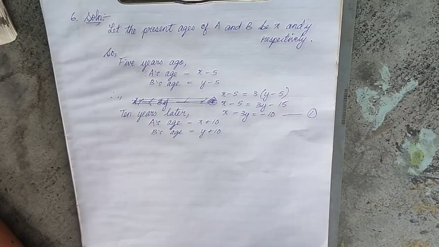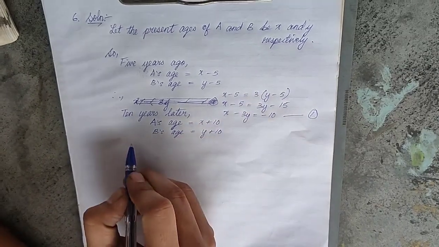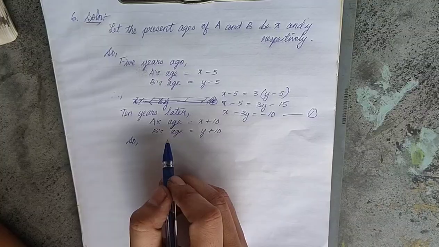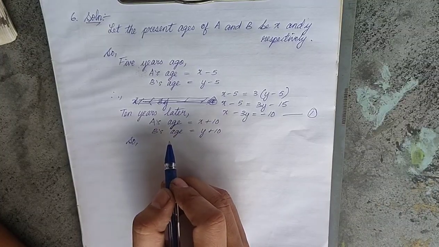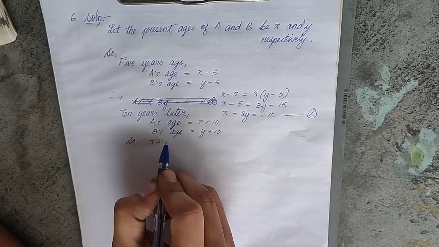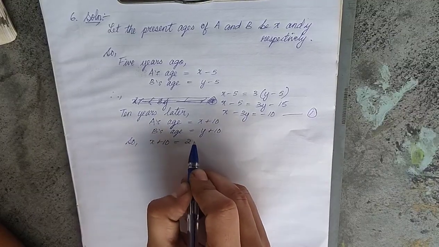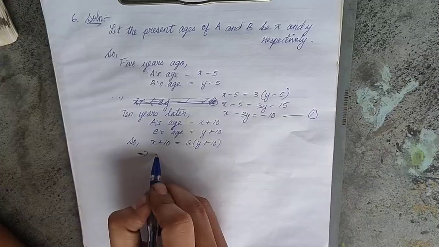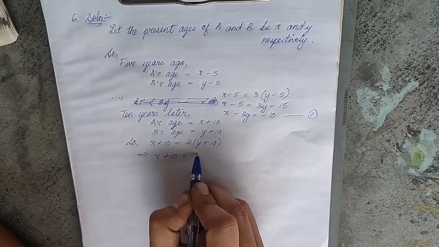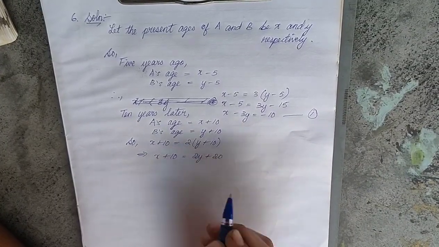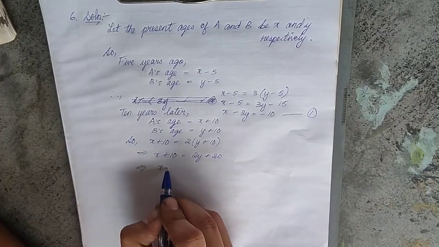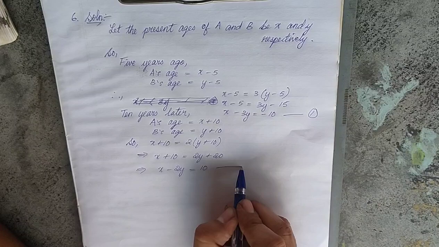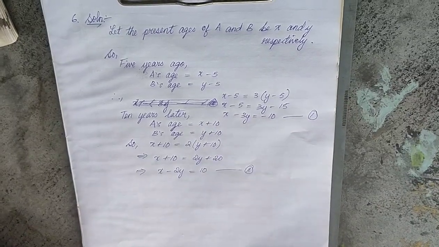Now 10 years later, A shall be twice as old as B. A will be x plus 10 and B will be y plus 10, so x plus 10 is equal to 2y plus 20. Then x minus 2y is equal to 20 minus 10, which is 10. This is equation 2.